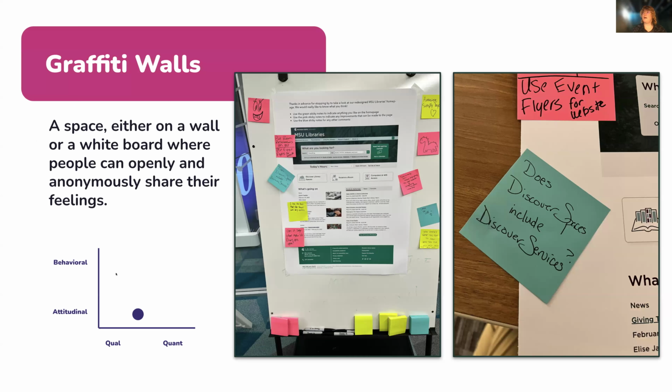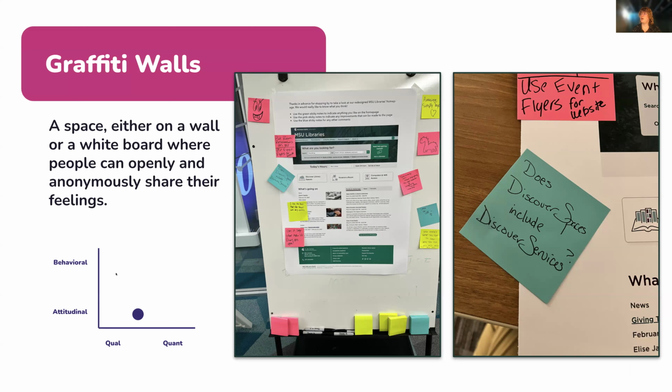We're going to talk a little bit about some methods that we've done in the libraries and the results that we've gotten from those. One of them was graffiti walls, and this can be a space, either a wall or a whiteboard, where people can openly and anonymously share their feelings. I would say this is mostly qualitative, can be kind of quantitative, but it's really attitudinal.